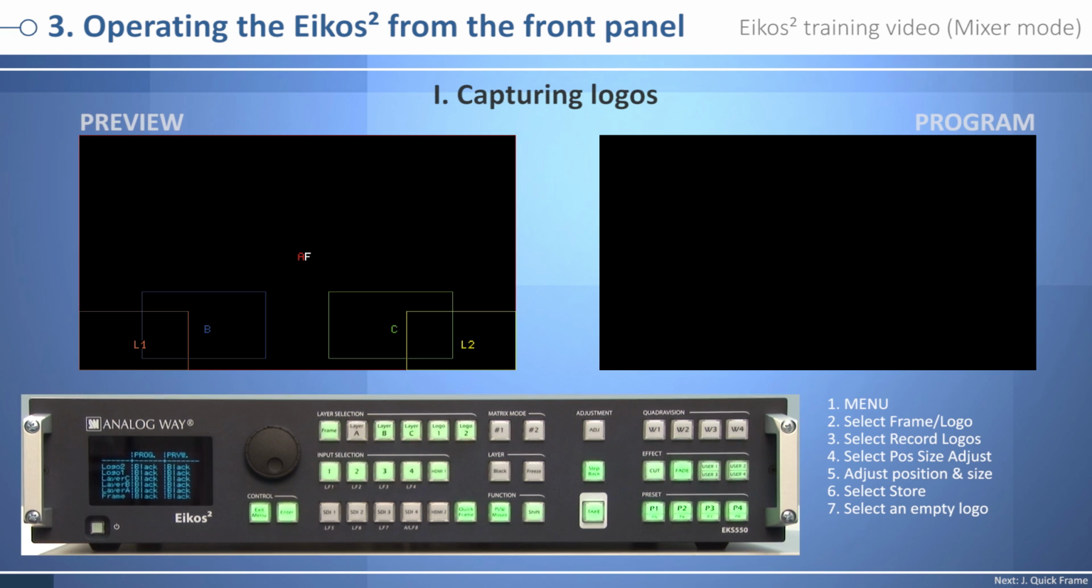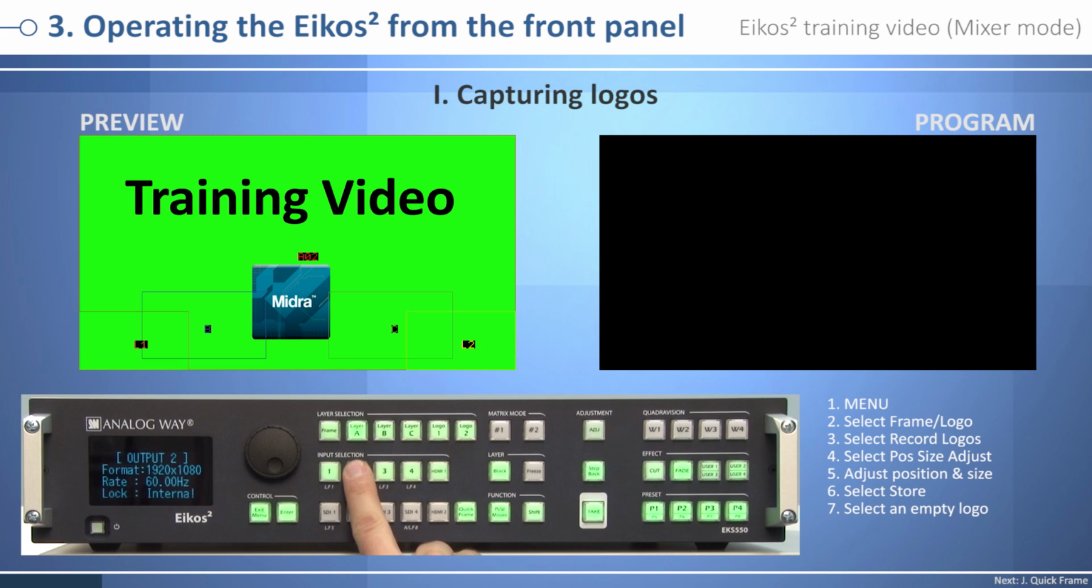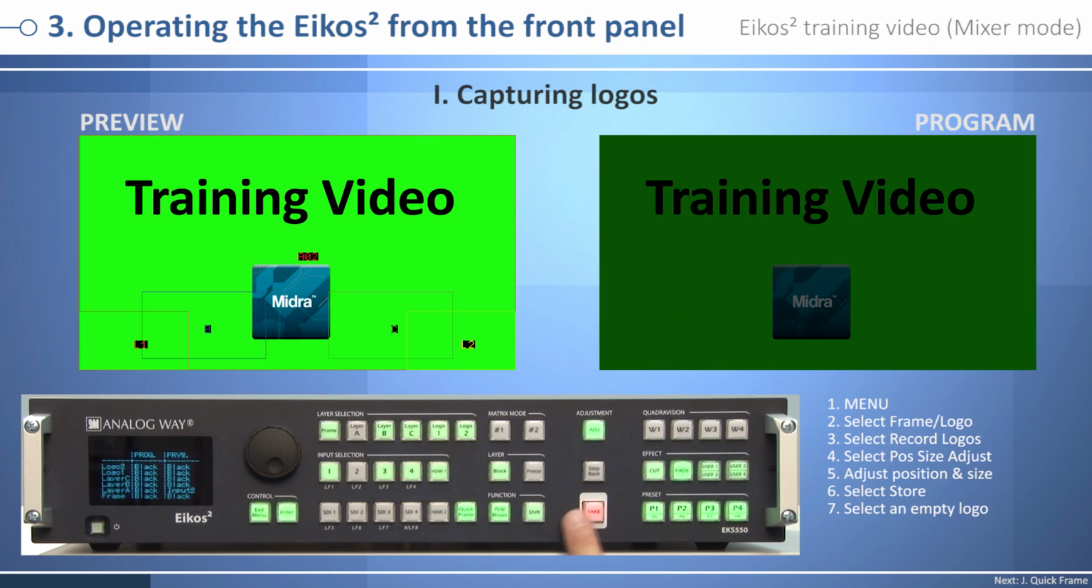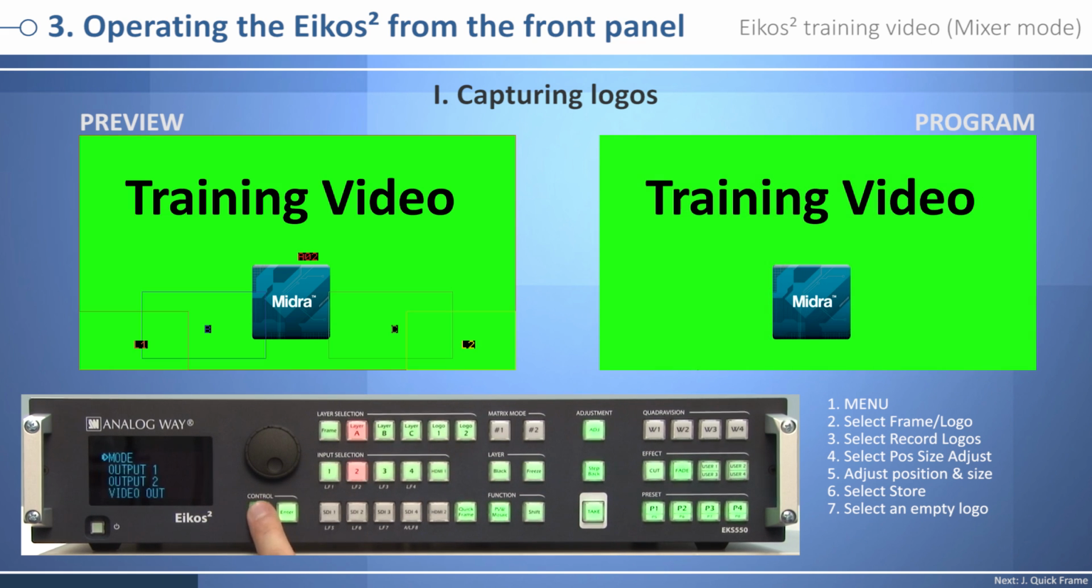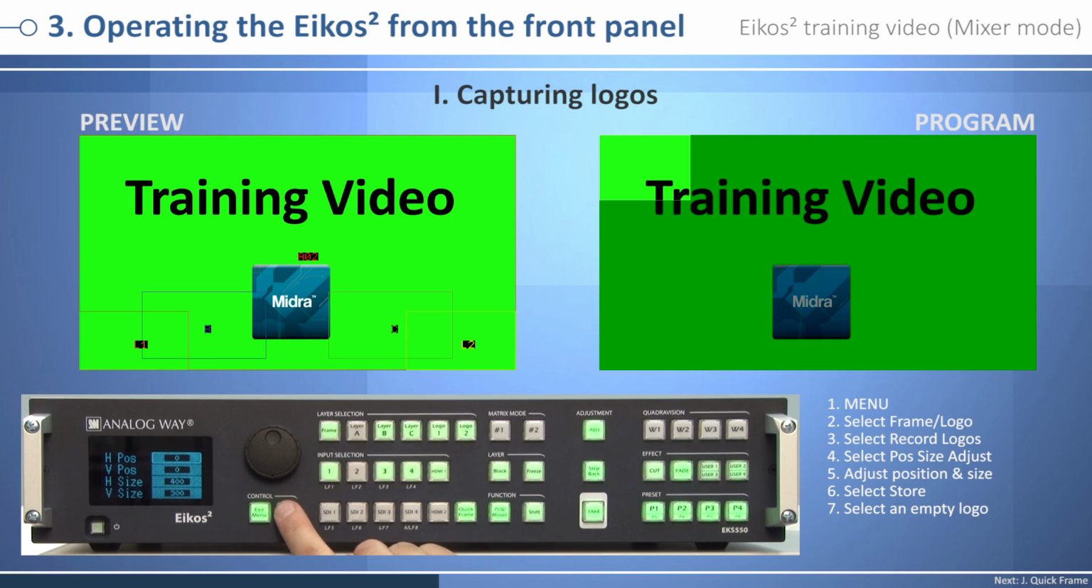Capturing logos. Like the frame capture, to capture a logo, display the exact content you want to save on the program or preview screen. Press Exit Menu button, select Frame's logo, press Enter, select Record Logo, press Enter, select Position Size Adjust, press Enter again, adjust the position size settings using the knob. Always validate with the Enter button.